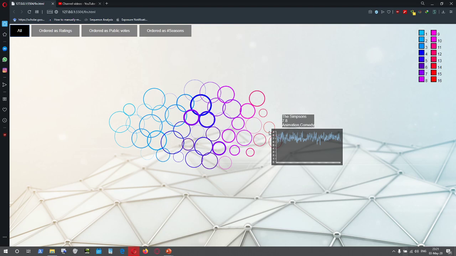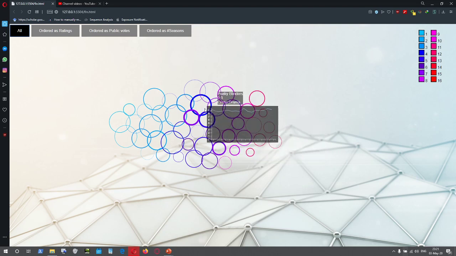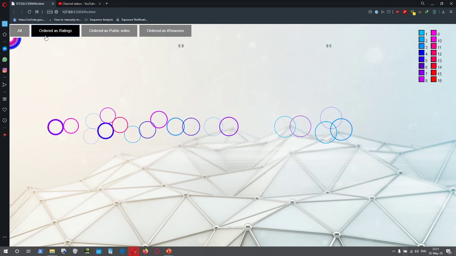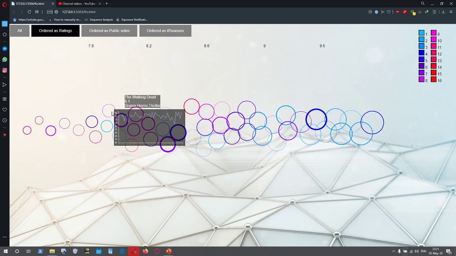We have rings. The radius reflects the rating of the show, how popular it is. The thickness tells us the variance of the show. So a higher thickness would mean a show is more consistent, such as Peaky Blinders here. It has almost a straight line, so it must be a great show. Another example we can take is The Walking Dead. We have sorted it by ratings here.